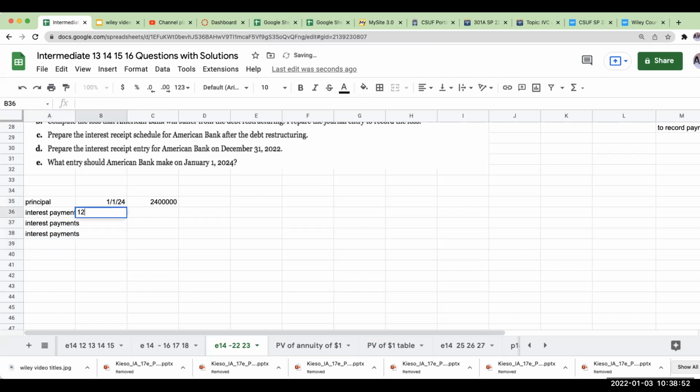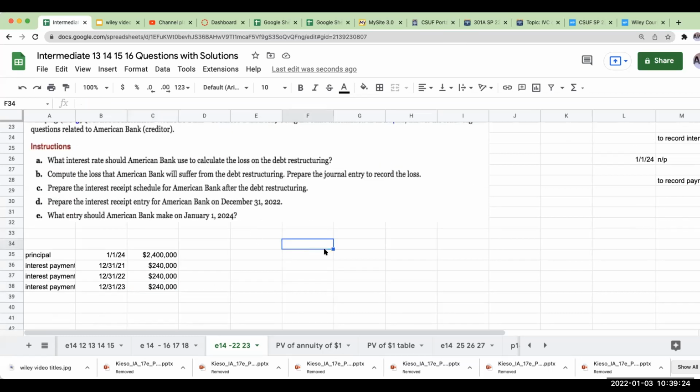Okay, so this is going to be on 12/31/21, 12/31/22, and then 12/31/23. The amount they're going to be receiving is going to be 10%, because this is what the note rate is dropping down to. The principal amount is 2.4 million, and the interest payment is 240,000 each of these years. Now, their current note receivable value is 3 million.